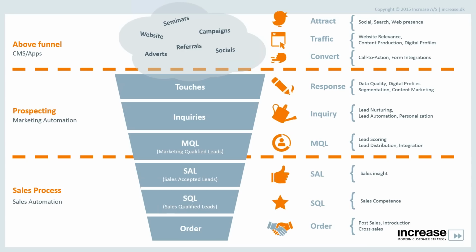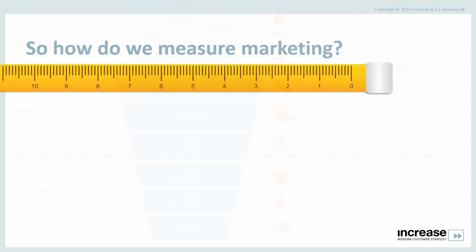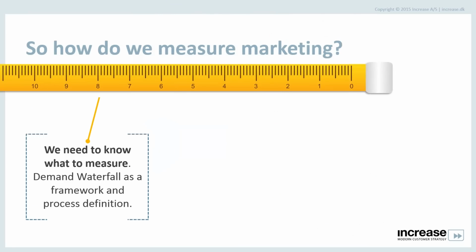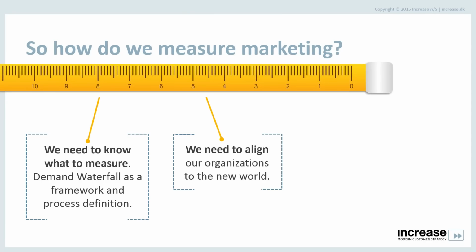Now, there is a lot of low-hanging fruit that can be picked up just by starting to have this dialogue internally in your company. If you want to start out with something like this, as Isabel has also said, there's a few things that you need to do. First of all, you need to look at the demand waterfall as a framework and as a process definition. This is something we can work with in our company if you're a B2B company. With that said, we need to start aligning organizations to the new world. And the effectiveness that you get out of working with the demand waterfall is really impressive.